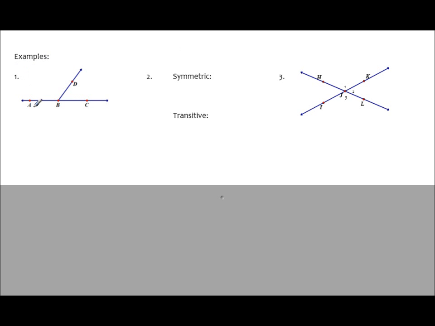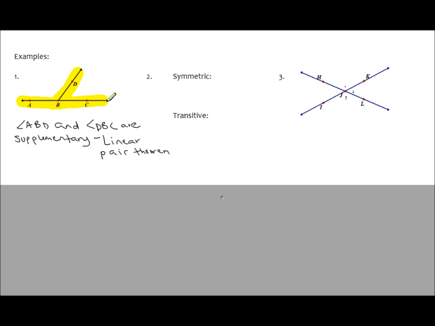So what you may see would be a picture of a linear pair, and then if it says in one part of the proof that angle ABD and angle DBC are supplementary, then your reason would be the linear pair theorem. And just to highlight that, just to show you, this is your angle ABD and this is your angle DBC, and they form a straight line. So we would say that they're supplementary by the linear pair theorem.